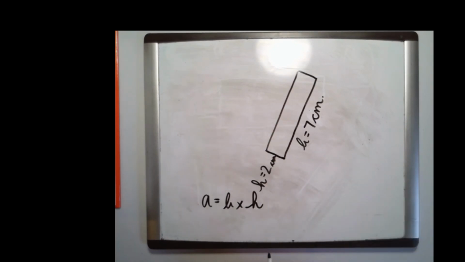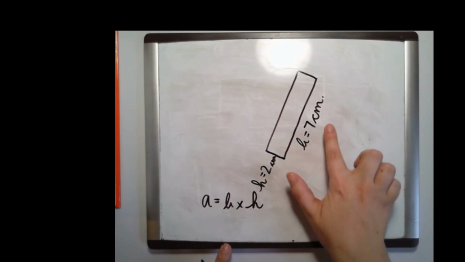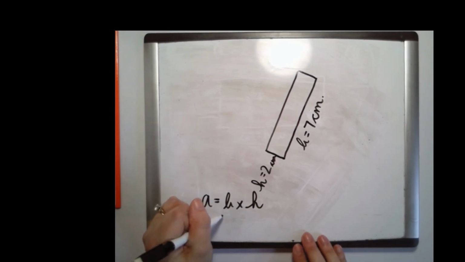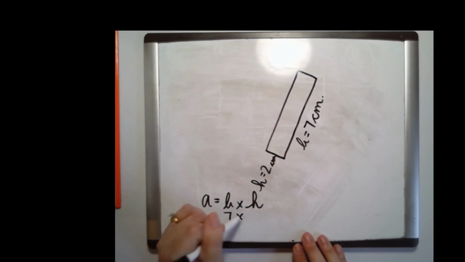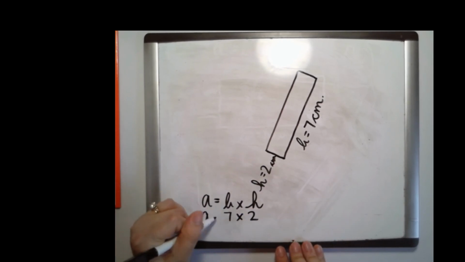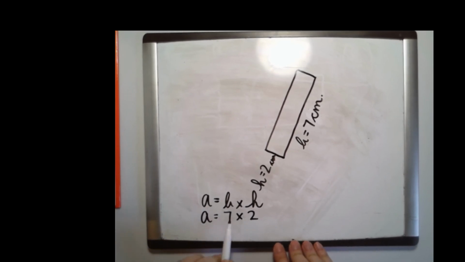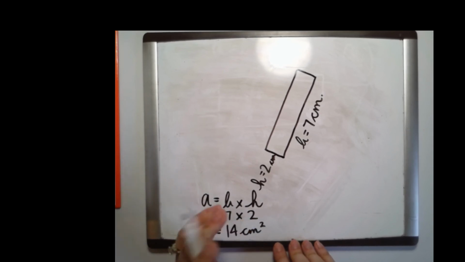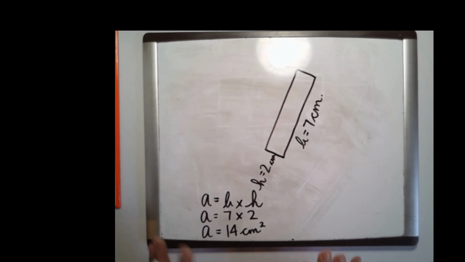So in this instance, our base is 7. So I'm going to write 7 times our height, which is 2. 7 times 2. So I solve my problem. 7 times 2 is 14. So the area of this rectangle is 14 centimeters squared, or square centimeters. You can say it either way. It means the same thing. So that's how we solve for the area of a rectangle using the area formula.